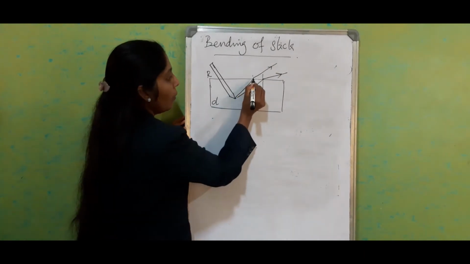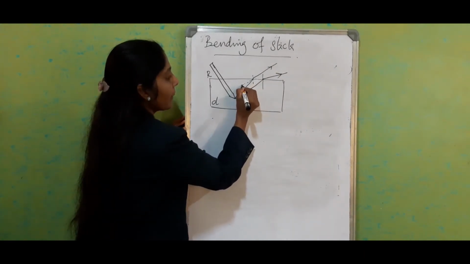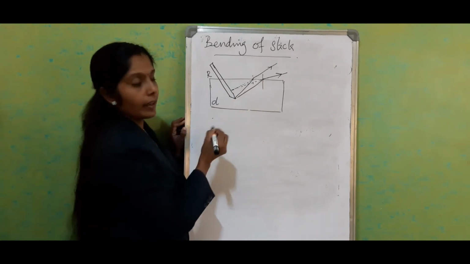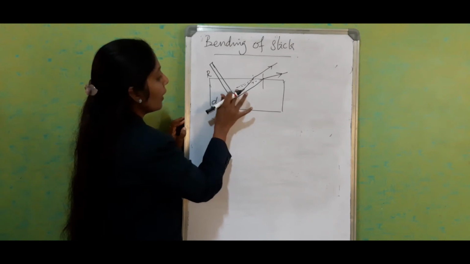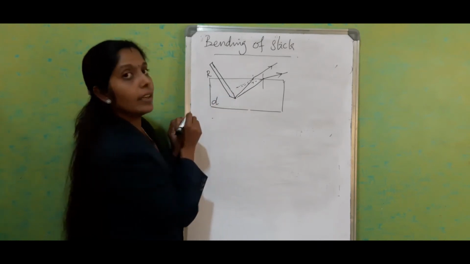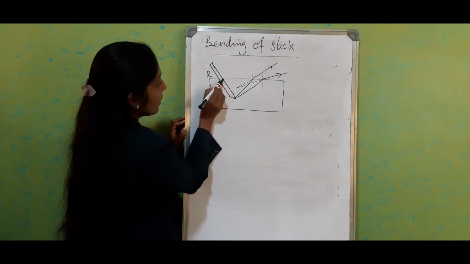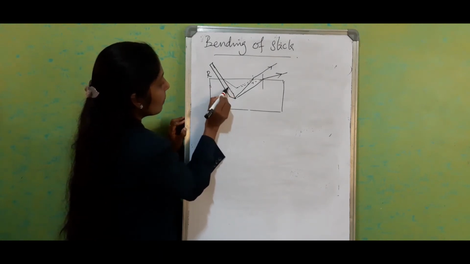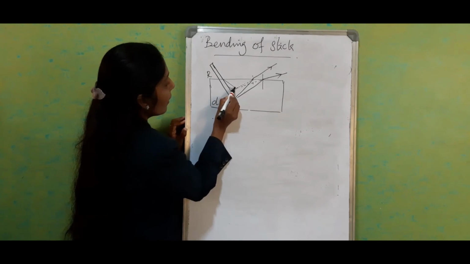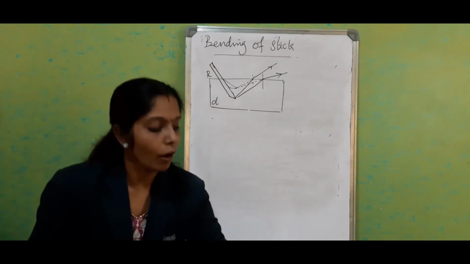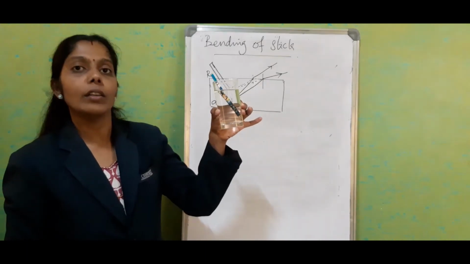Now we just extend these two lines, and they will join here. So instead of the single straight stick, we see it from here till here, and this side is bent in this way. This is what happens in the case of a pencil or stick.